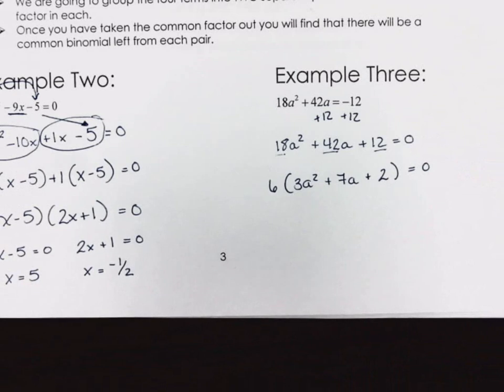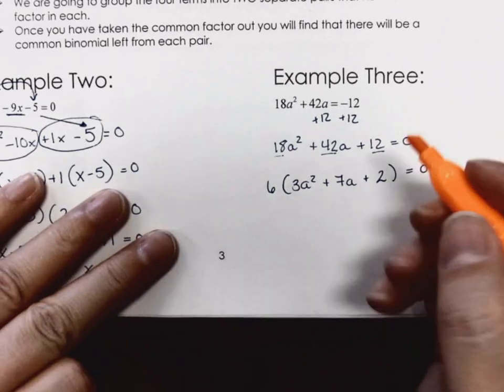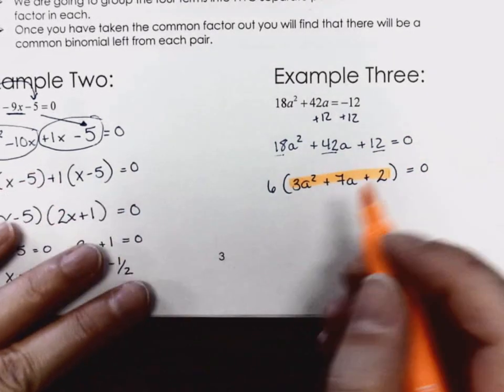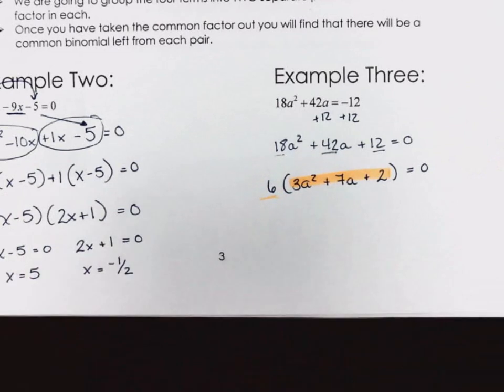What's 3 times 2? 6. Isn't that a nicer thing to do? If you can common factor, please do it. If you can common factor it out. So now what we're looking at is we are going to factor this trinomial, but this guy has to follow us through every line.